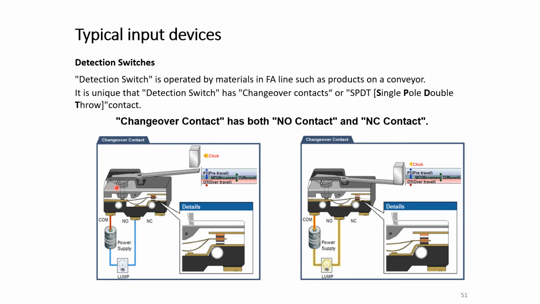So these types of switches could be either normally open or normally closed, or we could decide which of them we want to use. For example, on this one, you see we use the normally open one, and when the switch gets activated, it closes the circuit and the lamp will be, let's say, on.